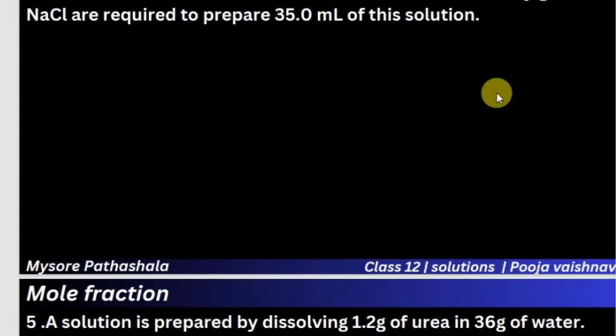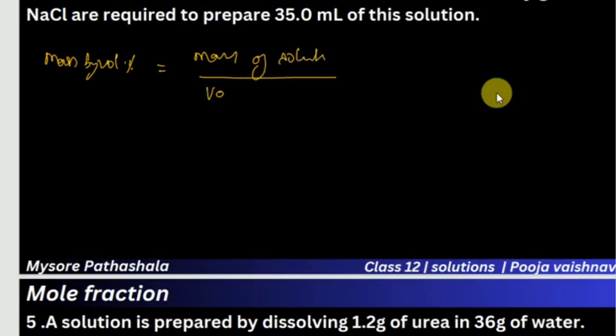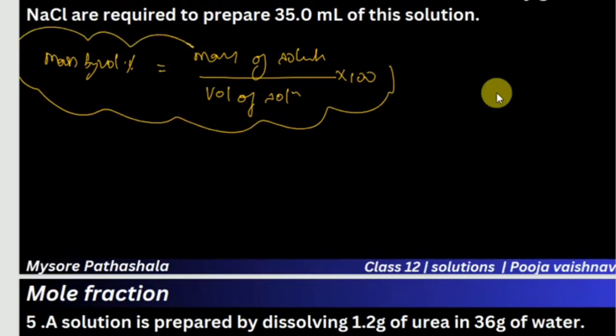So you may ask, what is mass by volume percentage? Mass by volume percentage indicates mass of solute divided by volume of solution into 100. Simple. This is the formula: mass of solute by volume of solution into 100. So let us see the question.